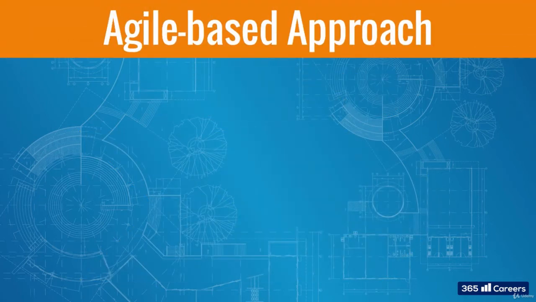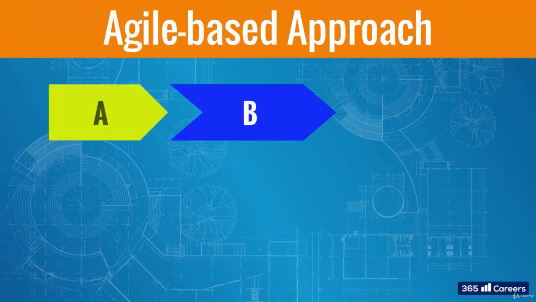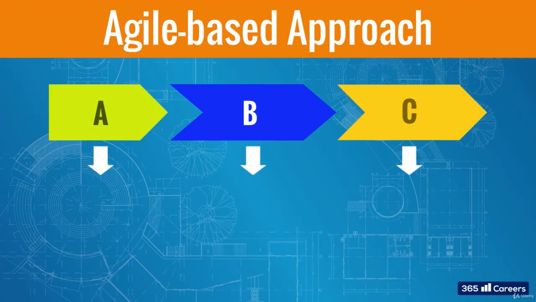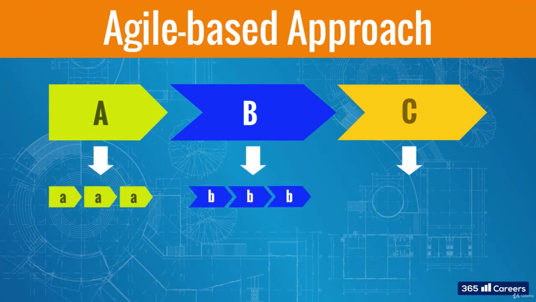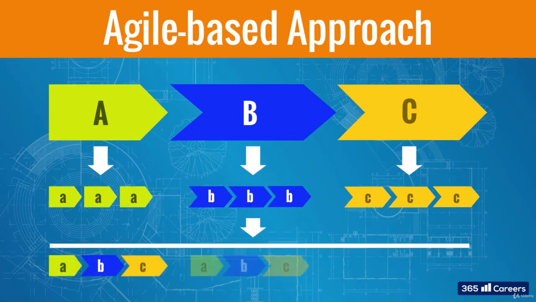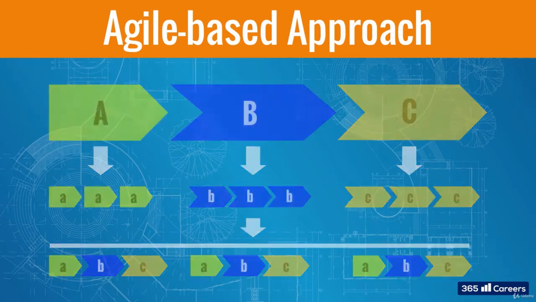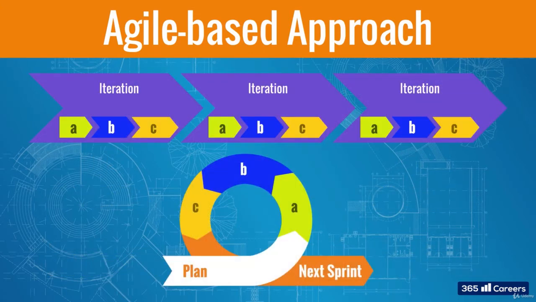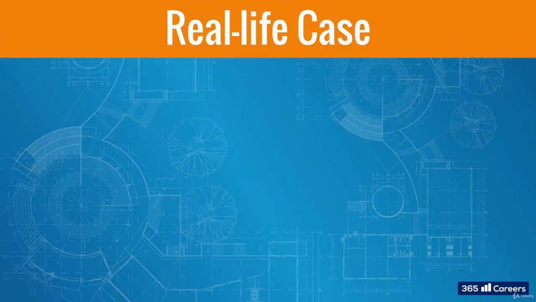In an Agile-based approach, we would have the activities executed in a different way. Each one will be broken down in smaller activities, and the strict sequence of fully completing A before starting B will be removed. The product will be worked on partially during each iteration as per the graph. Let's move to a real-life case so we can understand even better.